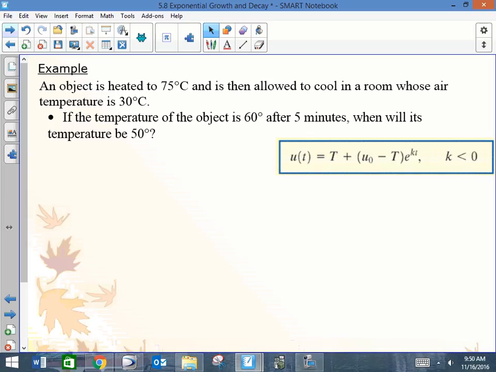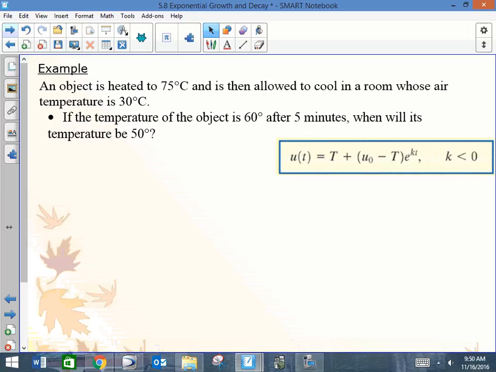Okay, we've got an object heated to 75 degrees, and then we put it in the room to cool. The air in the room is 30 degrees. This is Celsius, 30 degrees Celsius. Pretty cool? No, it's not. 30 degrees Fahrenheit is pretty cool. The temperature of this object is 60 degrees after 50 minutes. When will its temperature be 50?